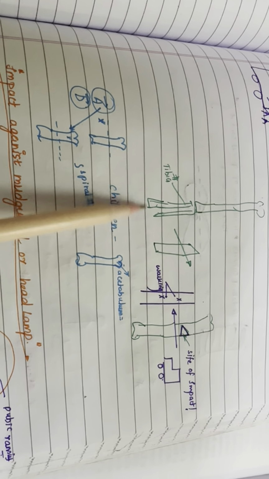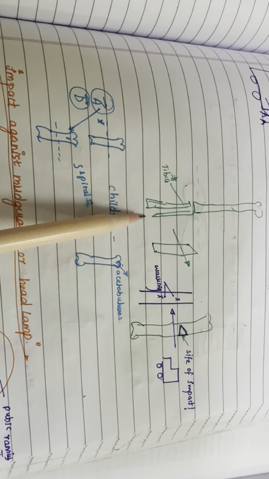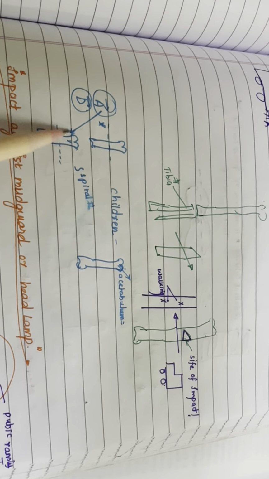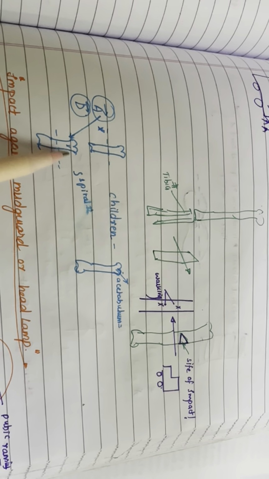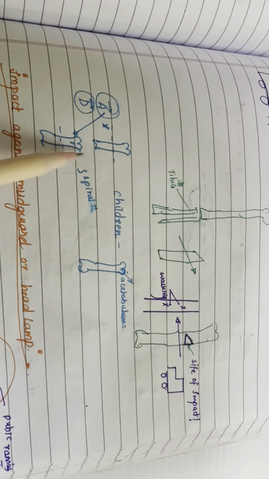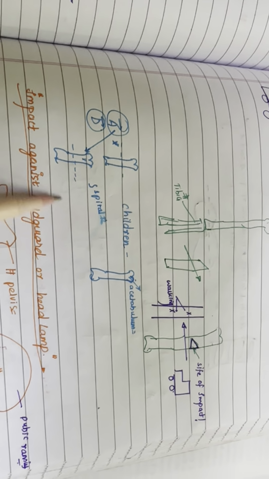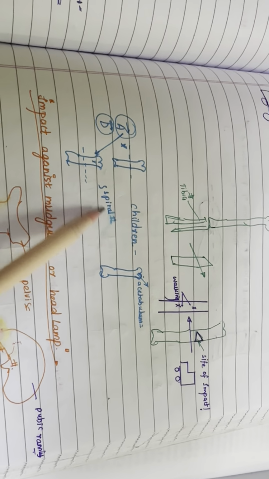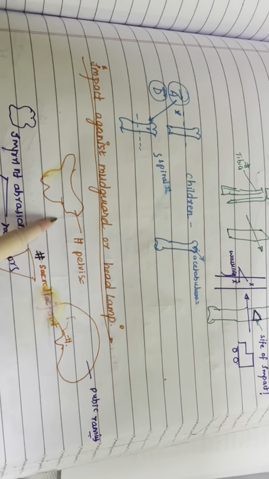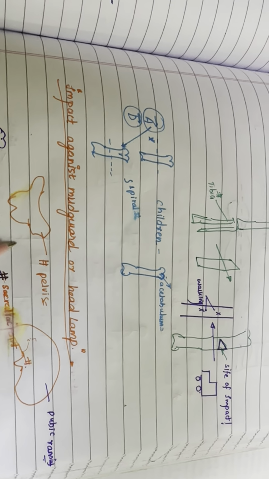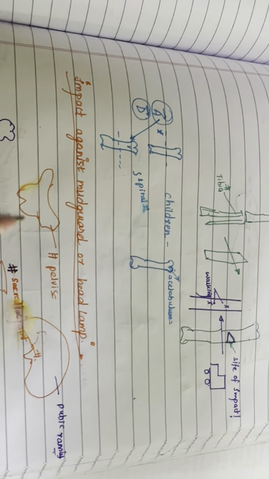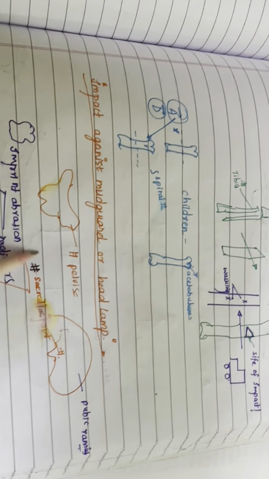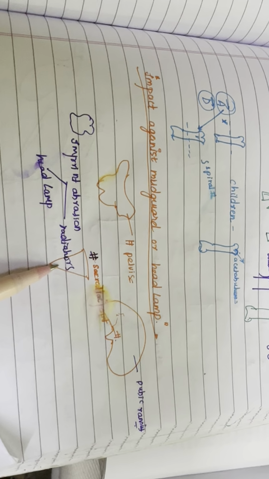When the accelerator is pressed, the height of the bumper goes up. Height of the bumper fracture is more than the height of the bumper of the offending vehicle. Sometimes the fracture may be spiral. Impact against a mudguard or head lamp may cause fracture of the pelvis, pubic rami fracture, and dislocation of the sacroiliac joint.